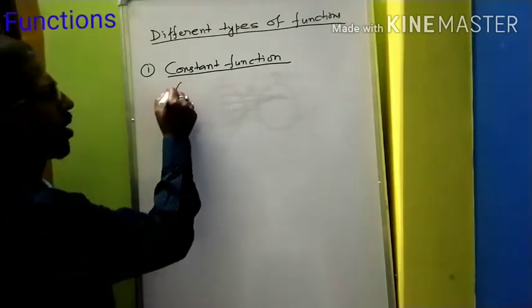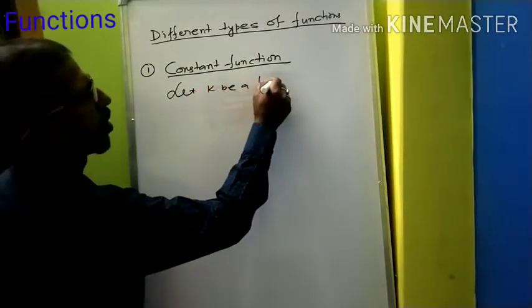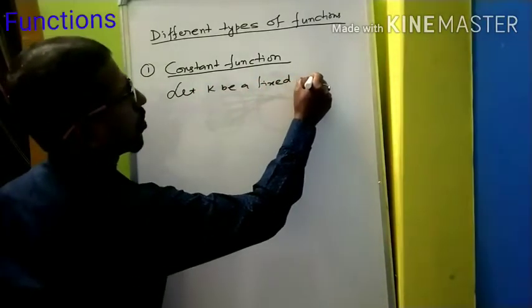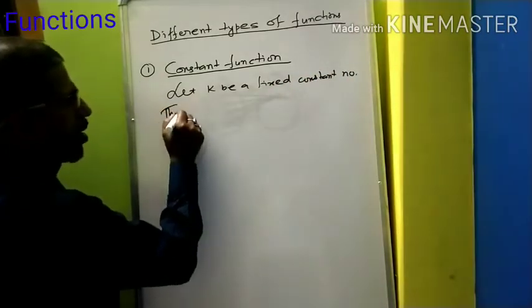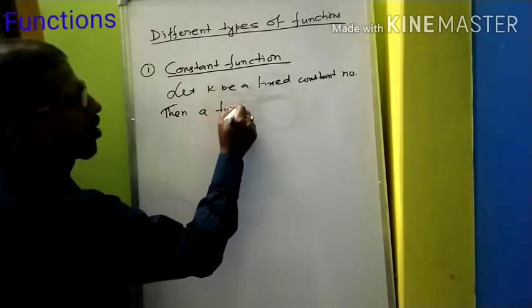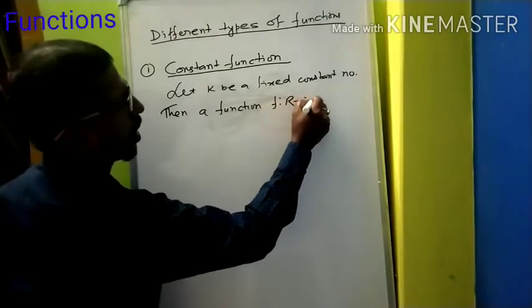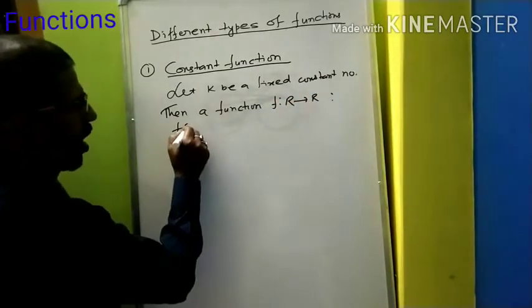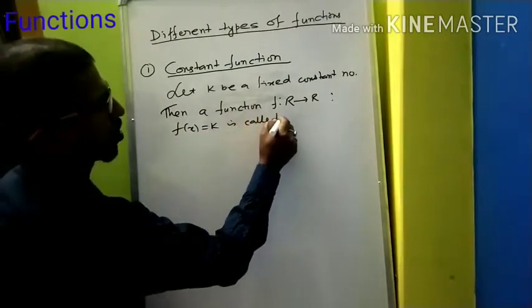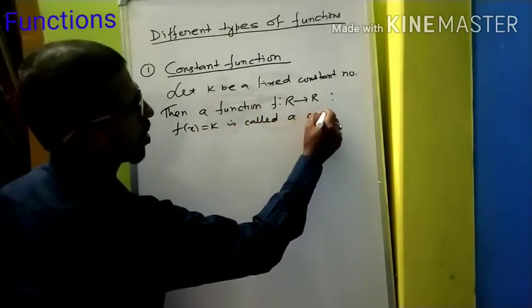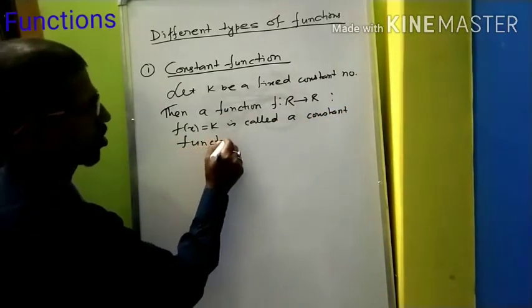In general, let k, small k, be a fixed constant number. Then a function f from real numbers to real numbers such that f(x) = k is called a constant function.